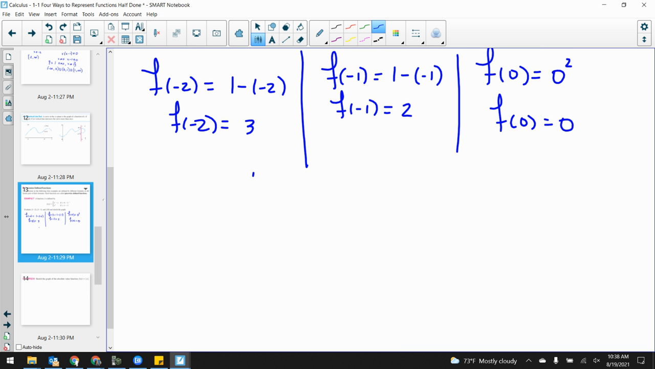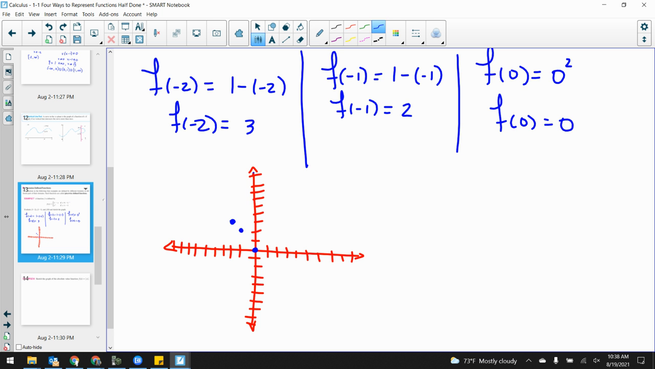Okay, so we've got, put it in red here. 1, 2, 3, 4, 5, 6, 7, 8, 9. 1, 2. Okay, so my first coordinate here is at negative 2, comma 3. My second coordinate is at negative 1, comma 2. My third coordinate is at 0, 0.